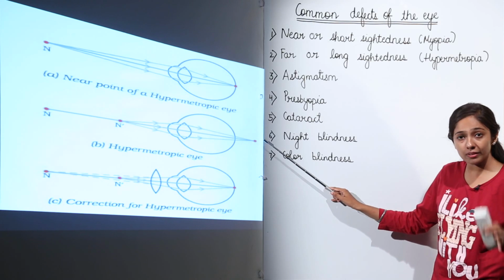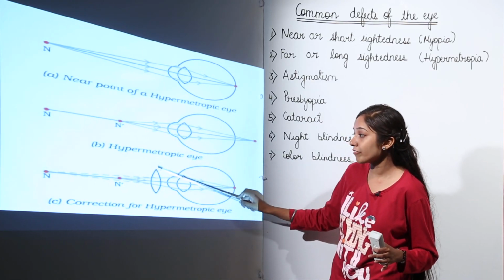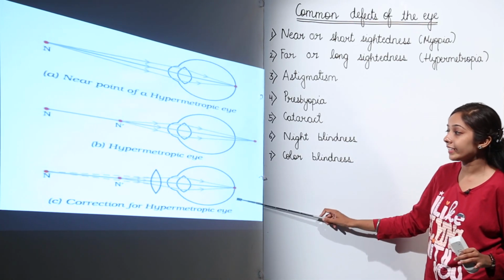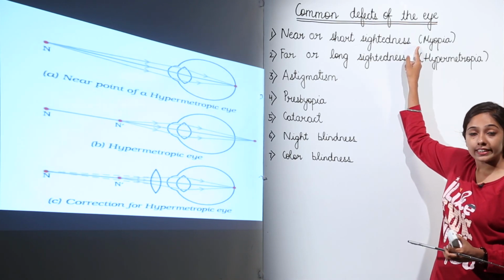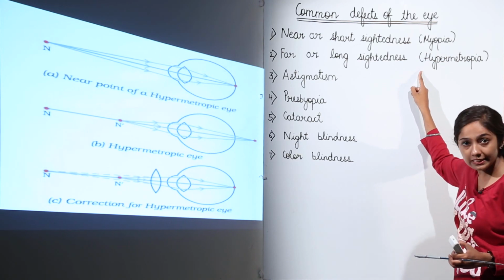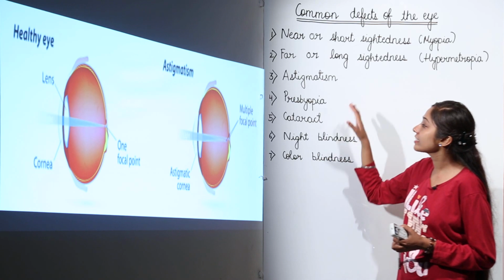This defect can be corrected by the use of this convex lens which helps in the formation of the image on the retina, right. So, remember, myopia is corrected by using concave lens, while hypermetropia is corrected by using convex lens. Okay. Then we have the next defect, that is known as astigmatism.